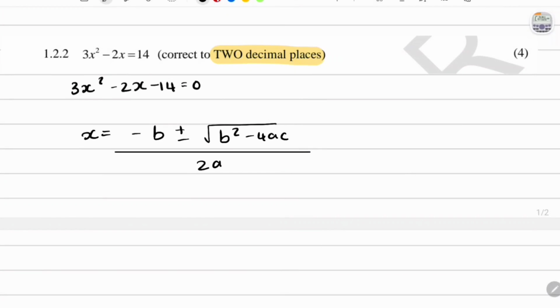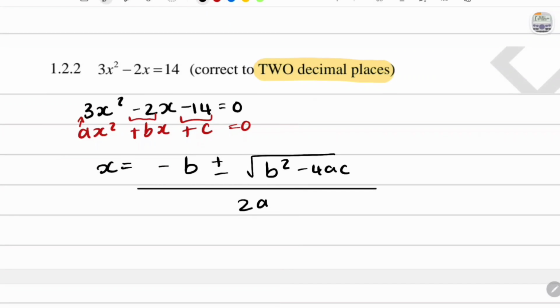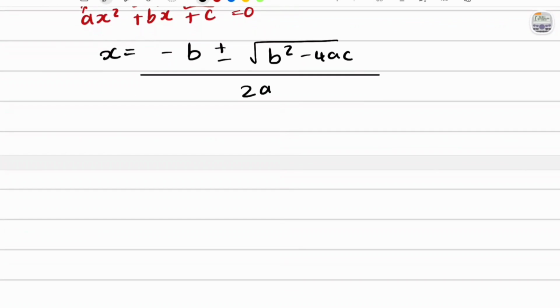Okay, so as you can see, in standard form, the quadratic equation is ax squared plus bx plus c is equal to 0. So that means that the a value is 3, our b value is -2, and our c value is -14. So we can just go ahead and substitute this into our equation.